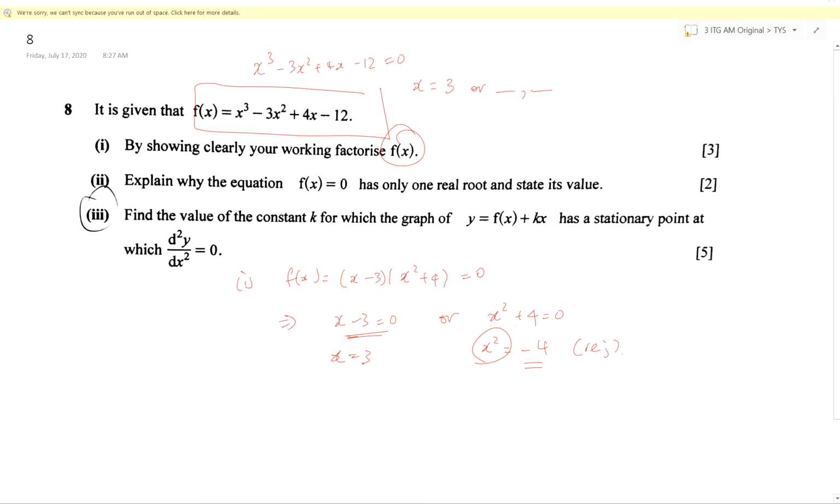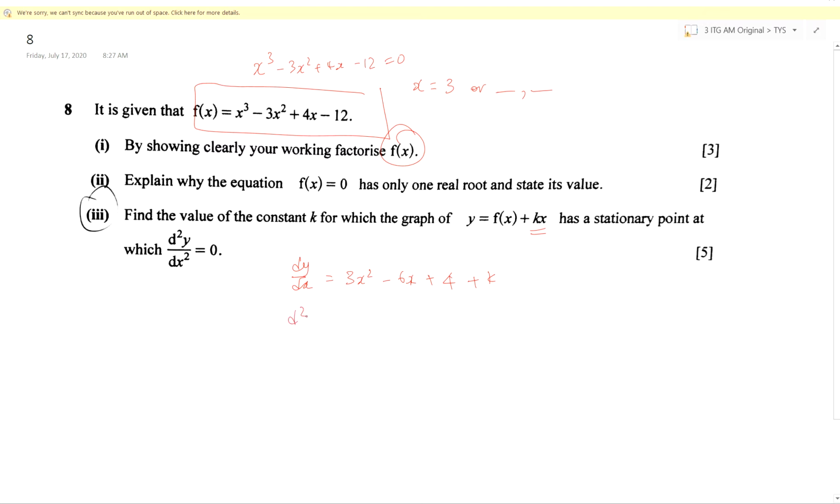So part 3, we have to find the constant k for which the graph of y equals f(x) plus kx has a stationary point. So they are telling us that we have to differentiate. So dy/dx, when we differentiate our f(x), we get 3x squared minus 6x plus 4. And there is still a plus kx, so this gives us plus k. So this itself has a stationary point, which means that we have to eventually equate this to 0. But they also tell us that d2y/dx squared also equals 0.